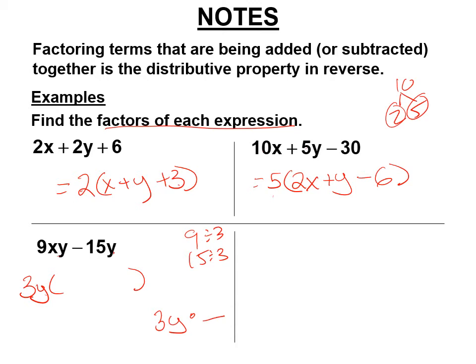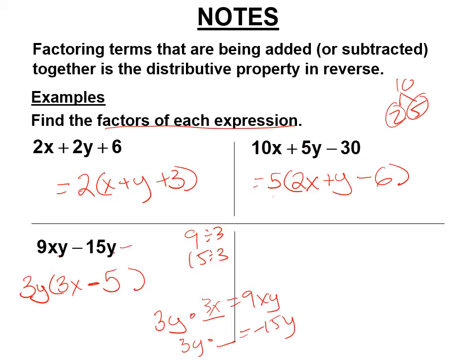So let's now do the interesting part. 3y times what made 9xy? Well, it must have been 3x. Think about it. 3y times 3x is 9xy. Right? Some negative thing must have made negative 15y, or minus 15y. So 3y times blank made negative 15y. Well, it must have been negative 5, or minus 5.